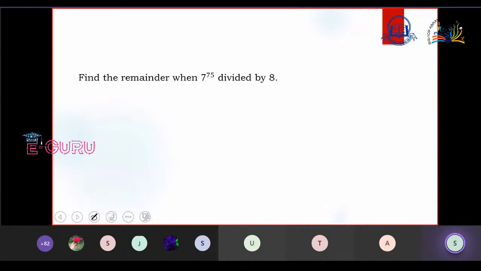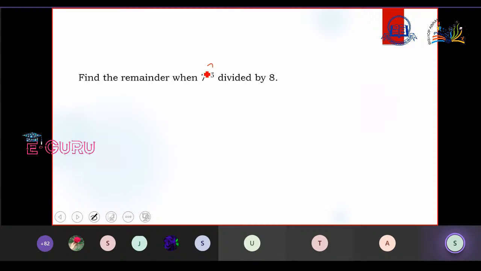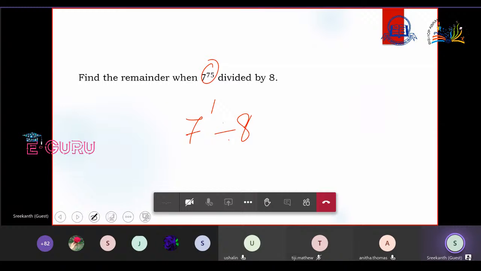So now we are moving to the next type. Till now the power was even. If you remember, all the powers we discussed were even. Now we are coming to odd power: 7 raised to 75 divided by 8. First we will do 7 raised to 1 divided by 8. The remainder is 7 itself, right?